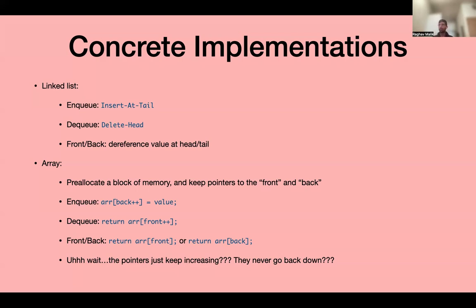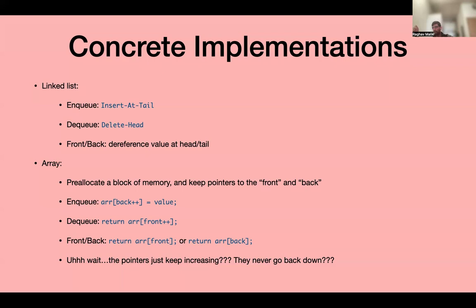So similar to the stack, right? We pre-allocate a block of memory. Instead of just a single stack pointer, now we have a front pointer and a back pointer. We'll initialize both of these to point to 0. In enqueuing, we write to the back of the array, or we write to array at back, and then increment back. Dequeuing, we read array at front and then increment front.